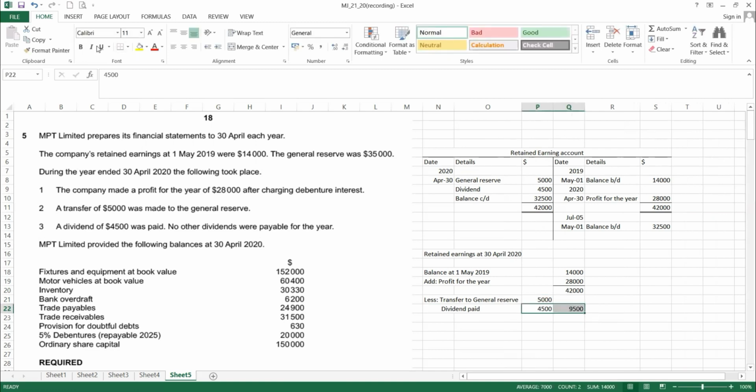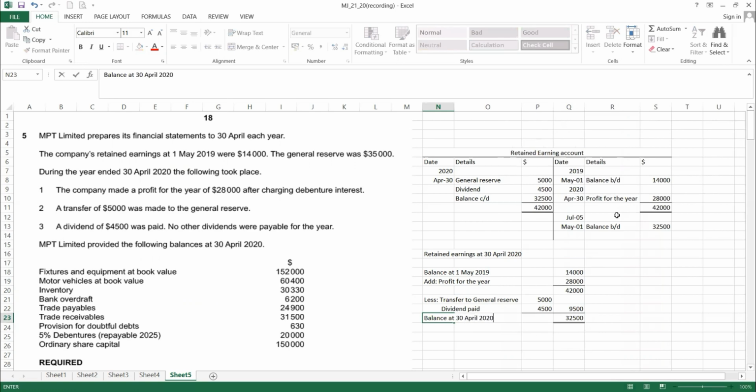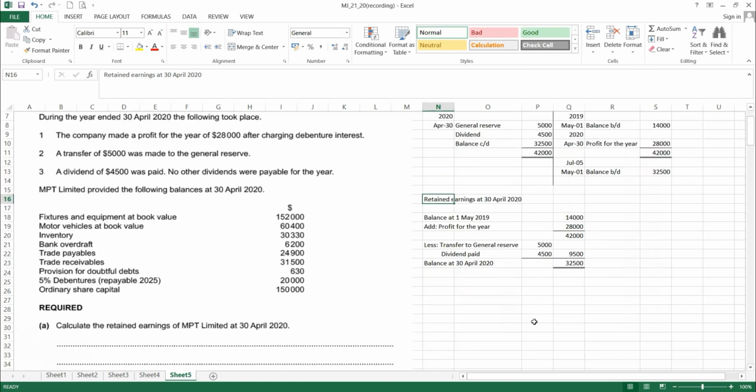So basically, this is more of a calculation method. Normally we will start with the amount which is the add first. After that, we less. So that is how we prepare the calculation method. Start with the add, after that, less. So now here we put balance at 30th April 2020. So that is how we calculate retained earning. Calculation method, which is a segment method. Ledger method, which is the T account method.